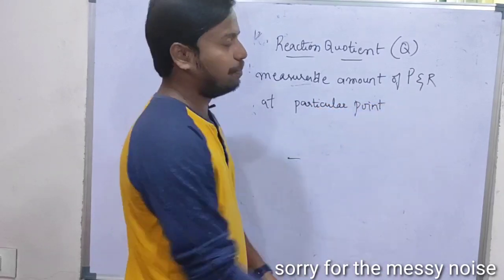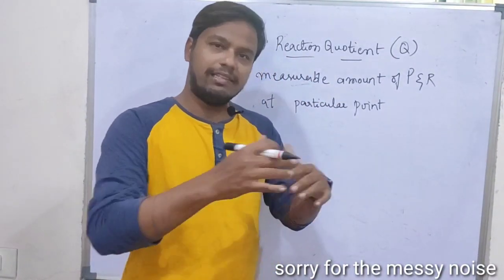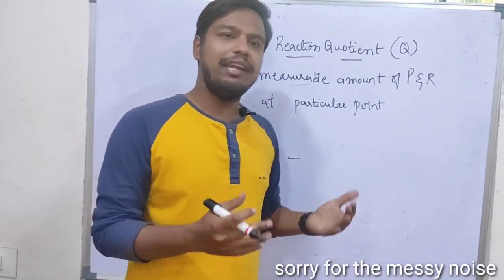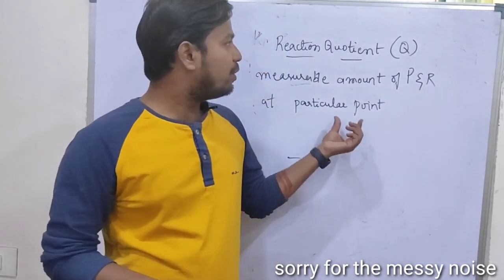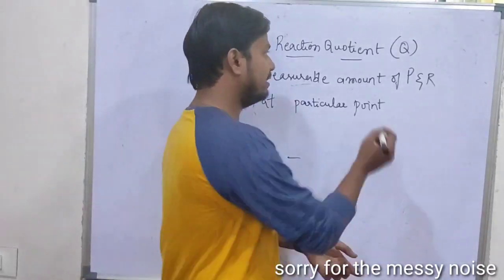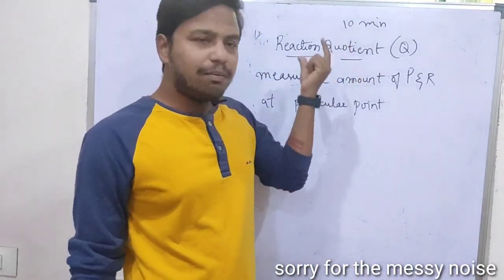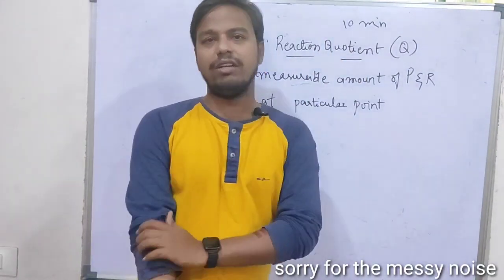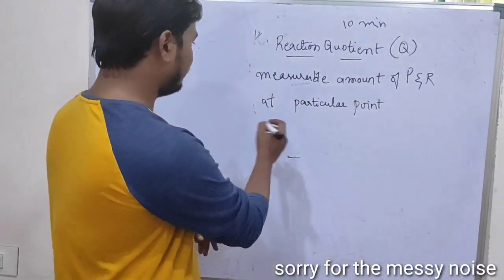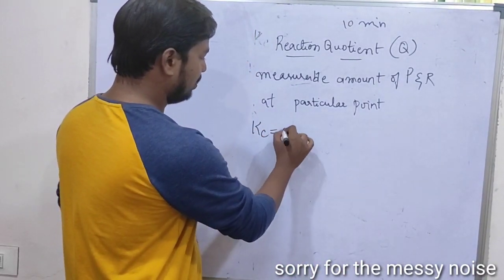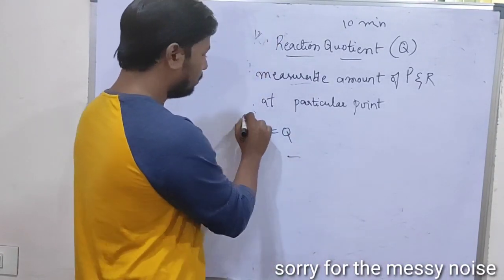For example, a reaction is being carried out in a particular environment and the time is 30 minutes. Whenever you want to check the reaction, say at 10 minutes or whatever, that measure is nothing but the reaction coefficient at that particular point. Okay, so it is similar to our Kc. Kc is equal to Q.